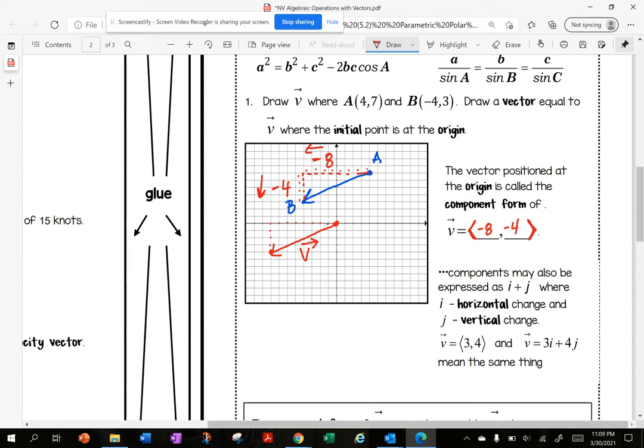Okay, so in component form, we can also say this in terms of what we call i and j, where i is the horizontal change and j is the vertical change. So vector <3, 4>, or I could say vector 3i plus 4j. These are equivalent. They're the same thing. So there are two different ways. Electrical engineering uses i and j, and physics uses these pointy brackets. So there are two different branches of science.